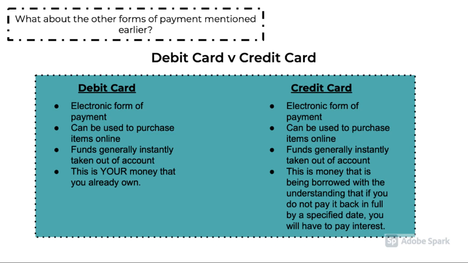So what about the other forms of payment that were mentioned earlier? We're going to be looking at debit cards versus credit cards. Debit cards and credit cards are both electronic forms of payment, and they can both be used to purchase items online. They both generally have the funds taken out of your account instantly. Debit cards, however, are your own money that you've already made. Credit cards are money that's being borrowed with the understanding that you have to pay it back by a specified date, and if you don't, then you're going to be paying interest on that borrowed money.